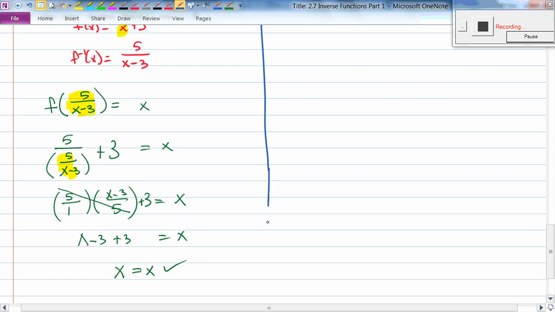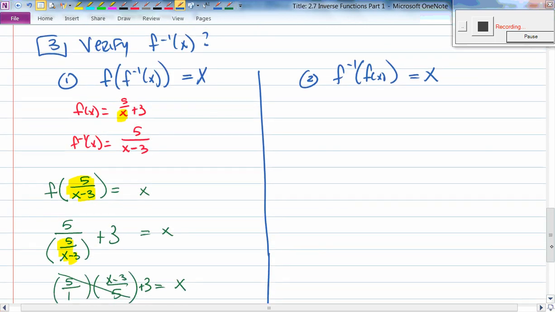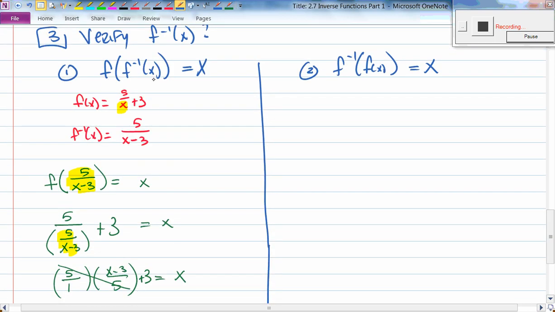Wait, did you say, like, the functions have to pass both of these tests? Yes, it has to pass both. Yep. So I just showed that f of f inverse of x does equal x. Now I got to show that f inverse of f of x also equals x. So we'll do that one too. So I literally want f inverse of f of x, which was 5 over x and then plus a 3. And I want to make sure that this is equal to x.